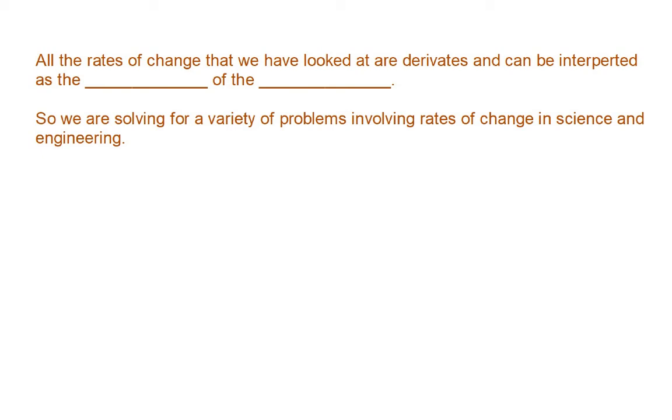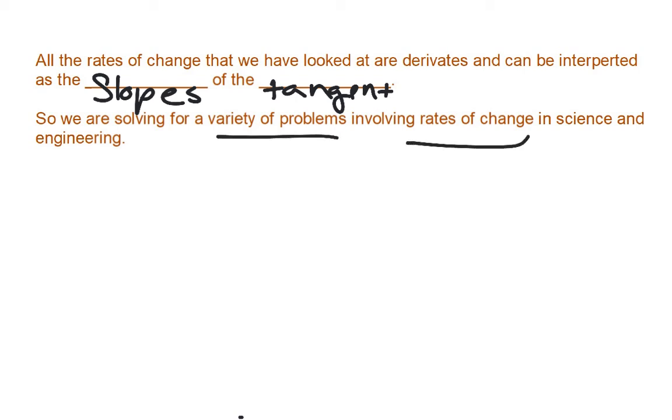So all the rates of change that we have looked at are derivatives and can be interpreted as the slopes of the tangent line, slopes of the tangents. So we're solving for a variety of problems involving rates of change in science and engineering. So that's all that this does. It can be chemical reactions over time. It can be distance over time. A lot of different things that we can solve for rates of change.